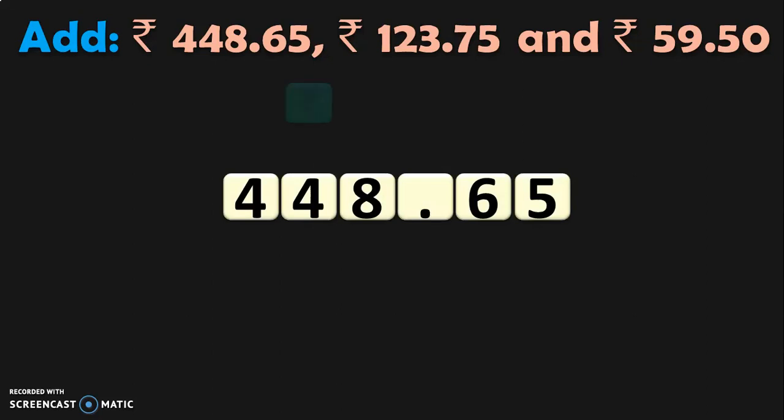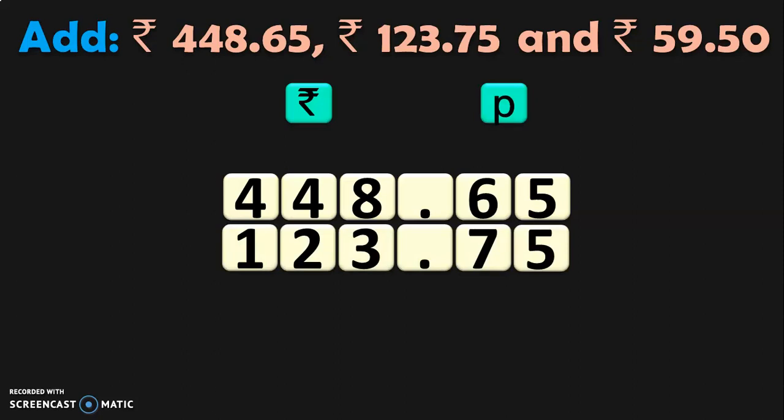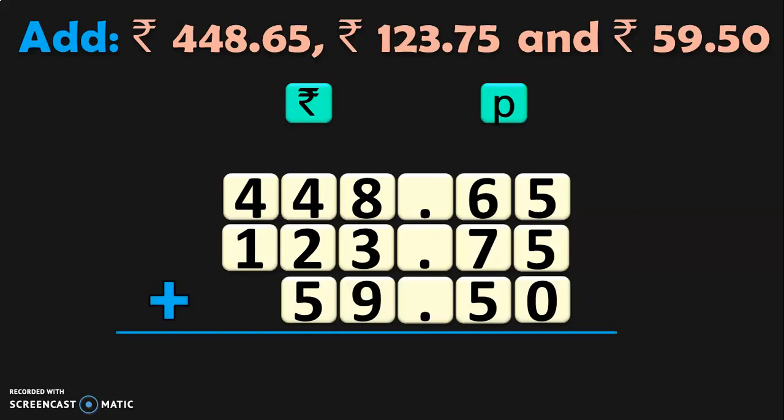Write down the number. This is the rupees part and this is the paise part. Write down the second number such that the decimal points are one below the other. Write down the third number and perform the addition of the paise part first. 5 plus 5 is 10. 10 plus 0 is 10. 0 carry over 1. 1 plus 6 is 7.